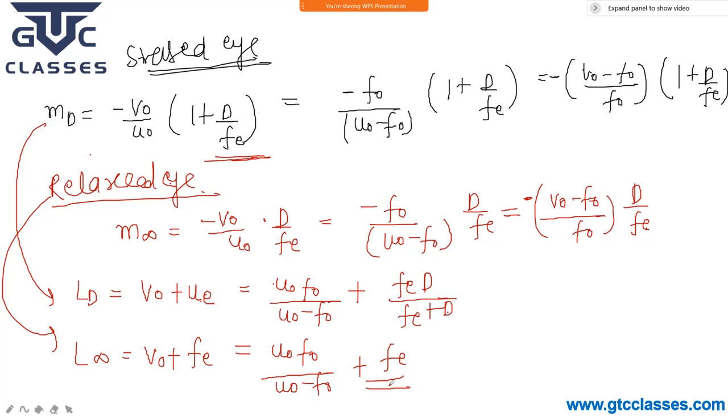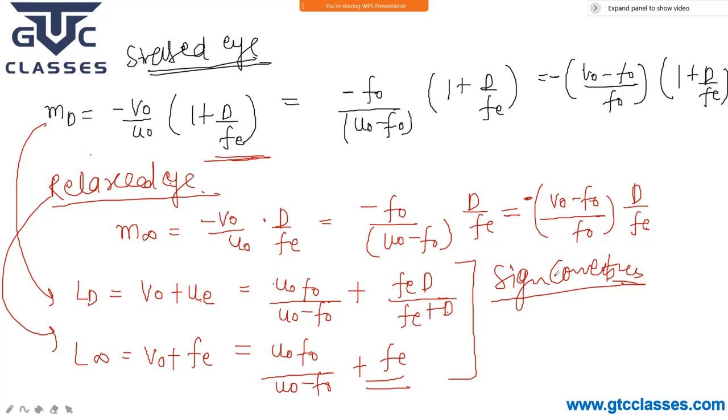Clear? Getting? One thing we should be very clear. Please do not use sign convention. Sign convention in this is not required. Just use the plus value, because we have already used the sign convention. This formula already contains them. Otherwise it will be minus into minus will become plus. Clear? Getting?